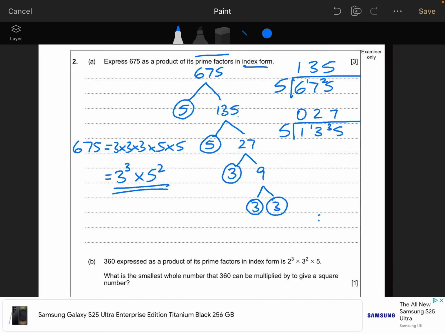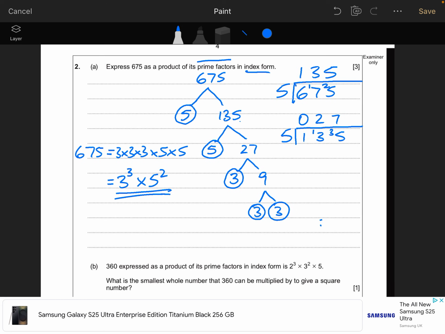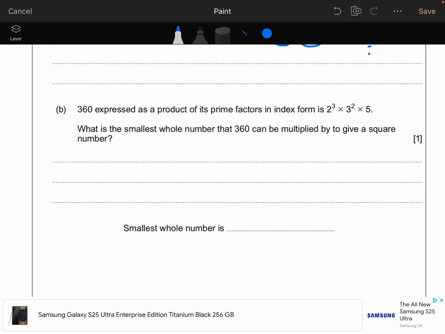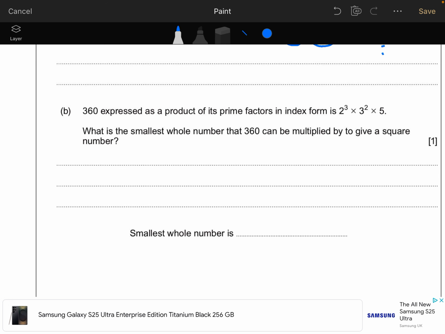Okay, moving on to the second part. It doesn't actually refer to the first part in this, although it's a similar thing. It says 360 can be expressed as a product of its prime factors in index form as 2 cubed times 3 squared times 5. What is the smallest whole number that 360 can be multiplied by to give a square number?